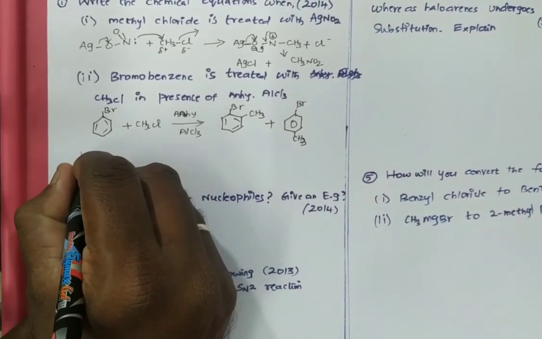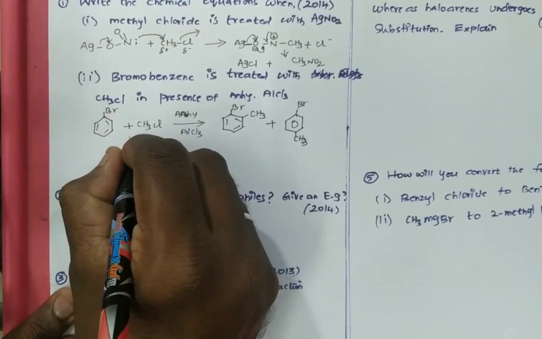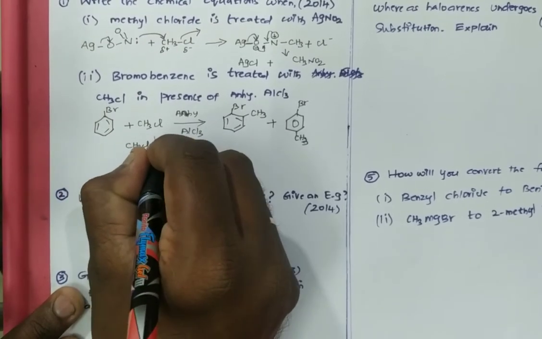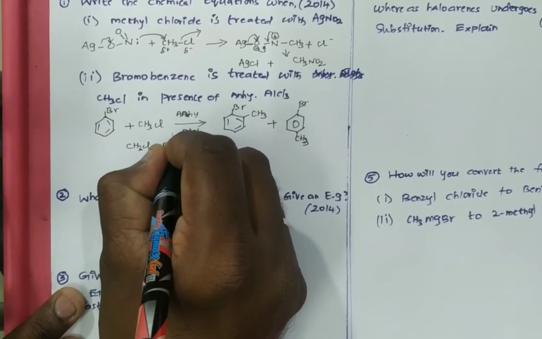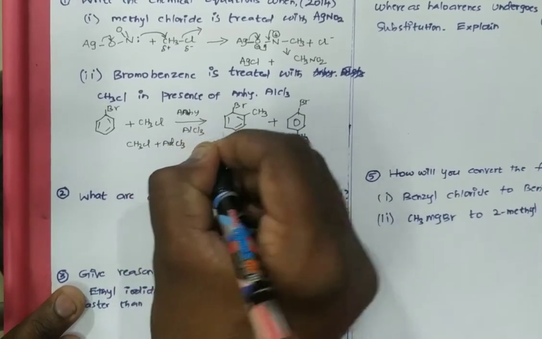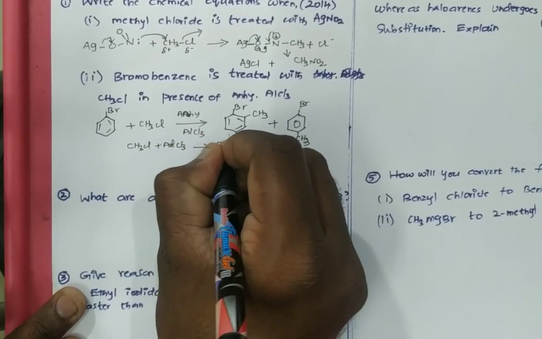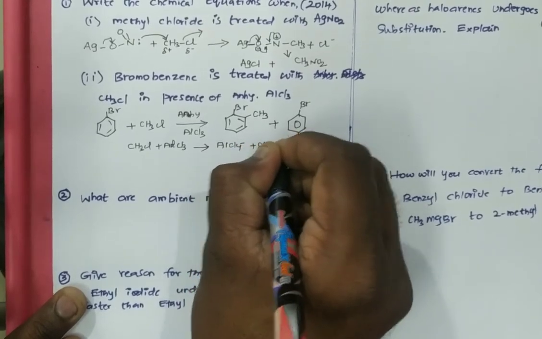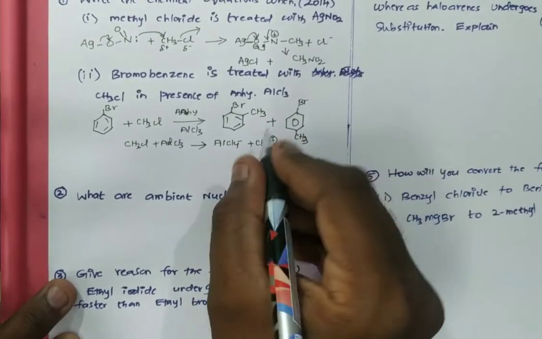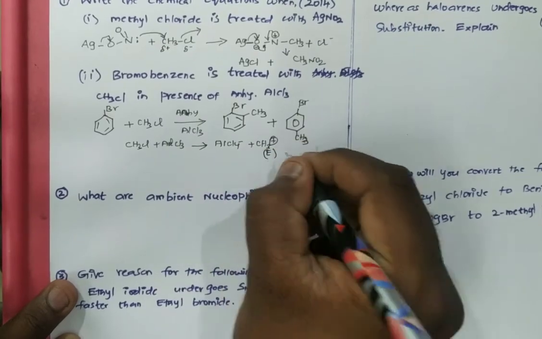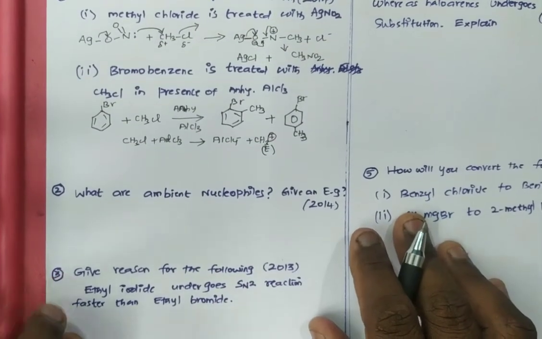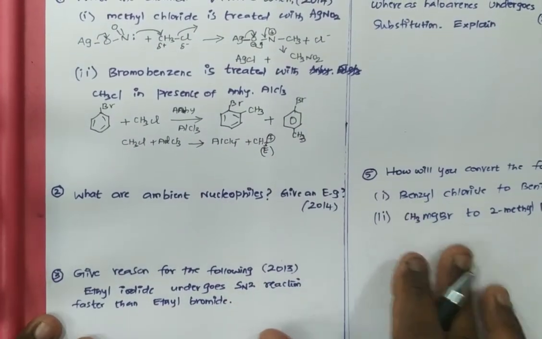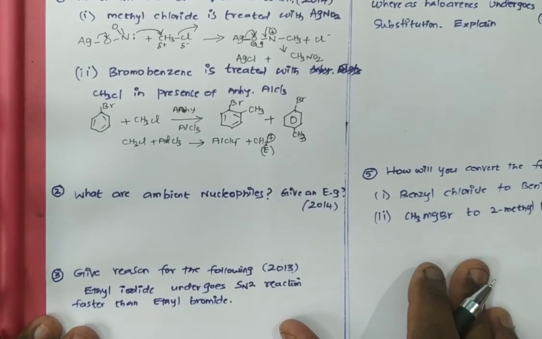Here, if I am taking CH3Cl, the CH3Cl initially reacts with anhydrous aluminum chloride, which goes as AlCl4 minus along with CH3 plus. Now the electrophile is formed. Now the electrophilic substitution reaction is going to take place.